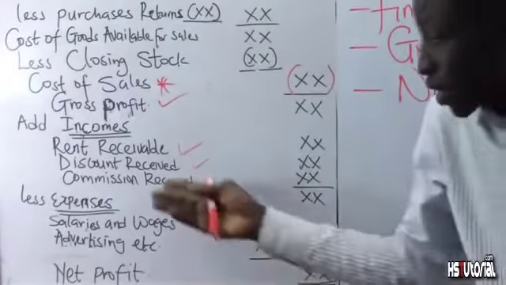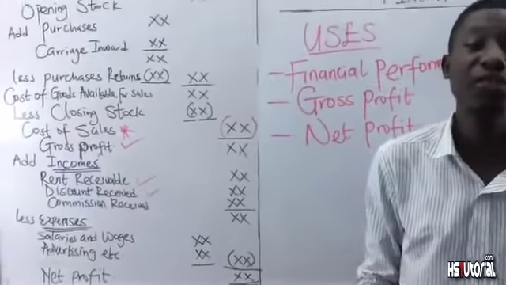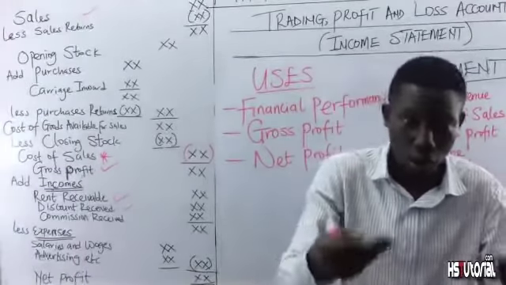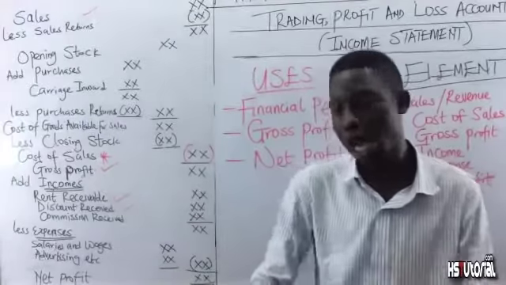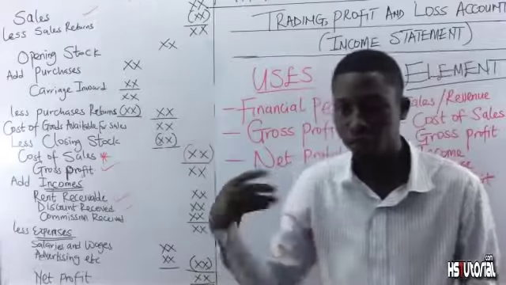Then sometimes you have commission received. That is for the services you rendered. You receive commission for it, and that commission forms part of your income as well. There are some other ones you are likely to have here, like interest received.